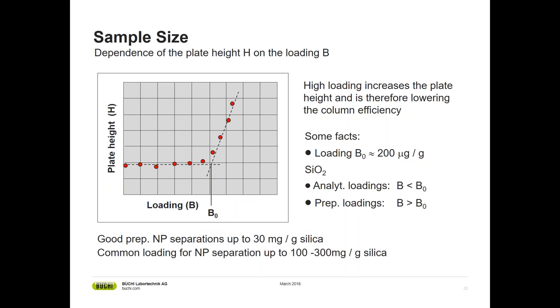The negative effect of the loading on the plate height starts at around 200 microgram of sample per gram silica. But in preparative chromatography, nobody would work with such low loading capacities. They would have forever to get all of their sample purified. Usually we say with 30 milligram sample you get very good separation, but common loadings are much higher, something between 100 and 300 milligram. But this strongly depends on your sample, how easy it is to separate all its compounds.